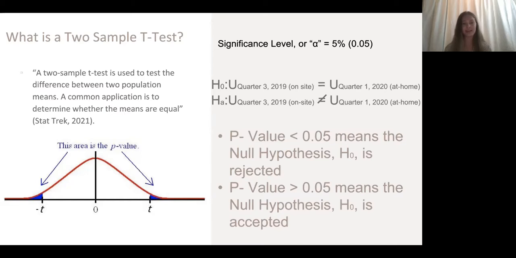In this case, I am testing my null hypothesis, which states that there's no mean difference between the on-site cardiac rehab population compared to the at-home population. My alternative hypothesis claims that there is a difference in these measurements. With this, it is important to consider a significance level. In my research, I use a significance level of 5%.